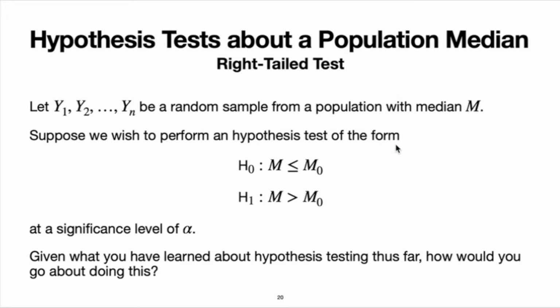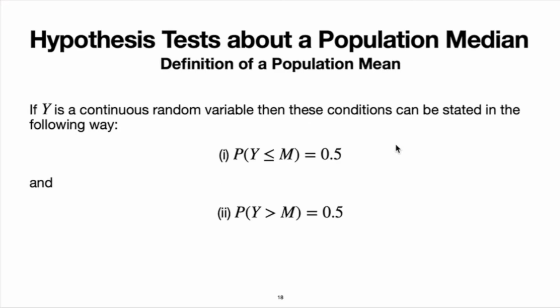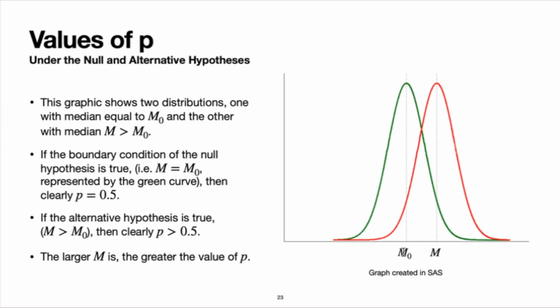We could, if we need to, go back to the definition of a population median. By the way, I see I have a typo here that I didn't see before. Correct this in your notes: this should say definition of a population median. I'm glad I went back to this slide. With that in mind, by virtue of the definition of the population median, the probability that y is greater than cap M is 0.5. So if the population median is in fact cap M sub 0, then this probability, little p, is 0.5.